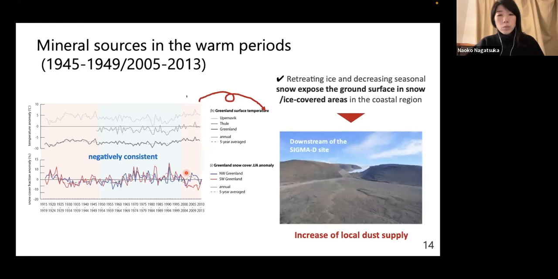Furthermore, recent warming has accelerated the retreat of the ice sheet and local glaciers in Greenland since 2000, increasing the exposure of the ground surface in snow- and ice-covered areas in coastal regions like this. In short, the retreating ice and decreasing seasonal snow likely contributed to the increase in local dust emissions to the Sigma D site in warming periods.